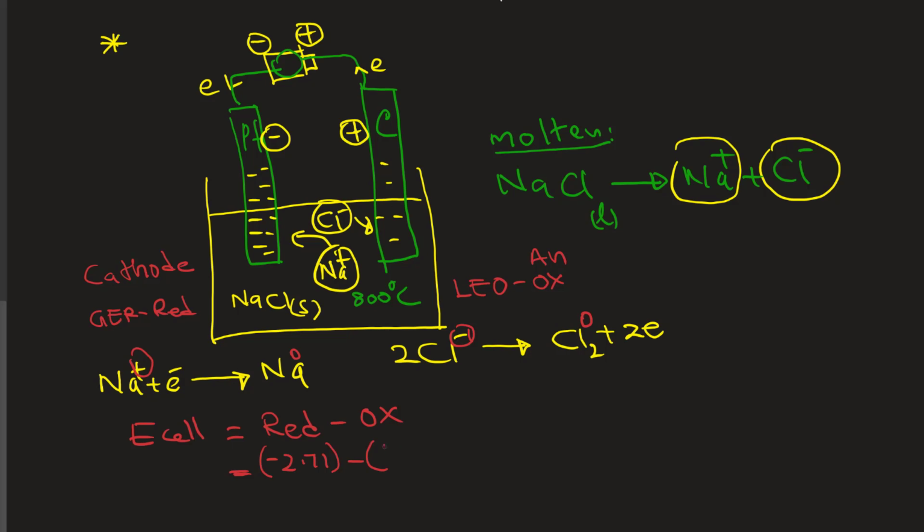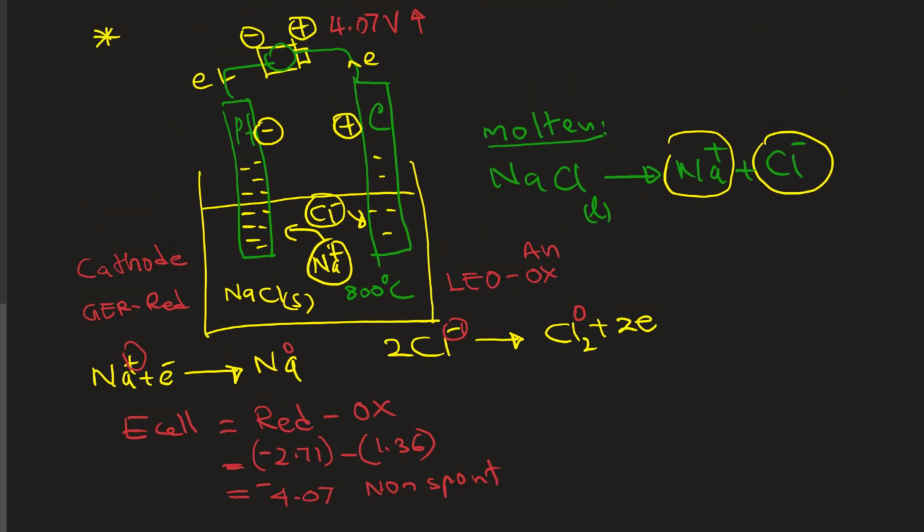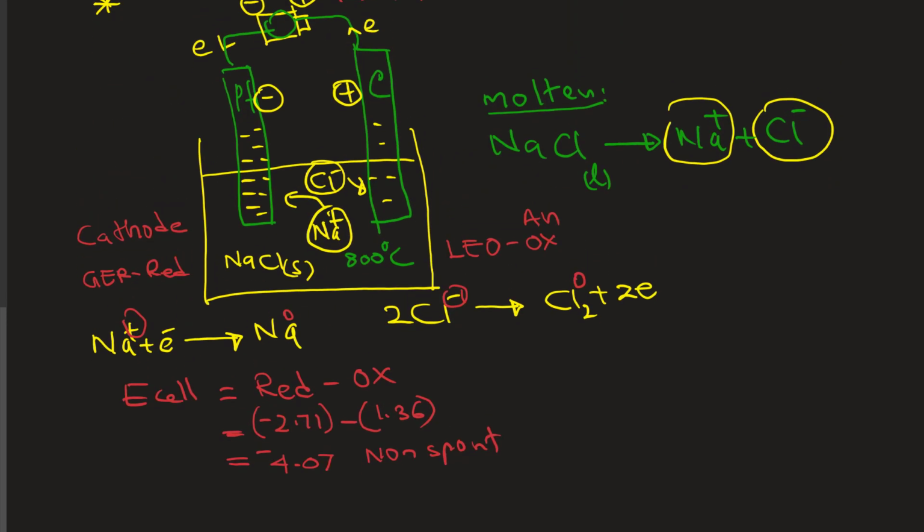So we can see how much it costs for this DC source. The red is minus 2.71, ox is 1.36, and then put them together, minus 4.07. So this is a non-spontaneous reaction. This will not happen simply. So you need to pump that DC power a little more than 4.07 volts, right? And 800 degrees of heat.